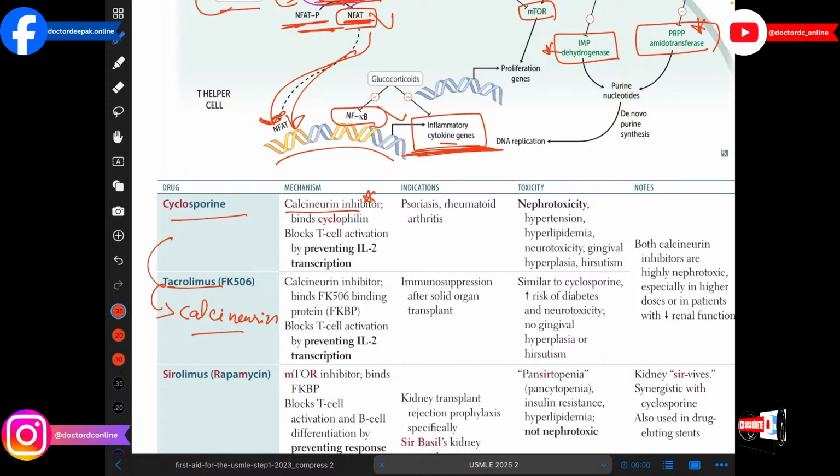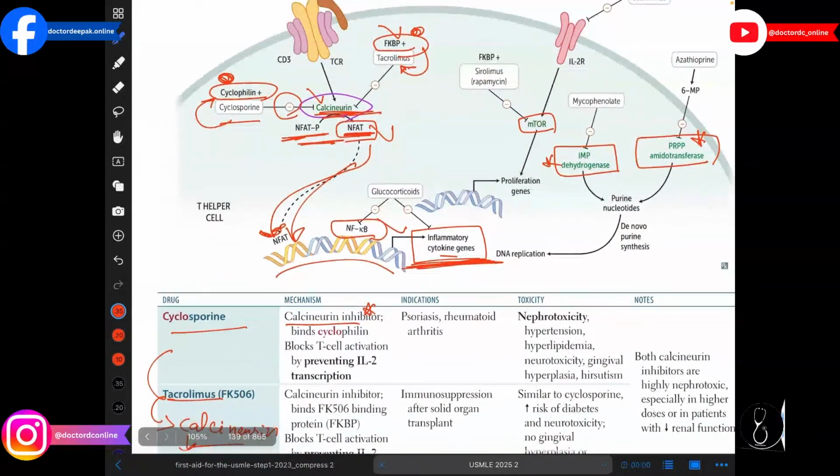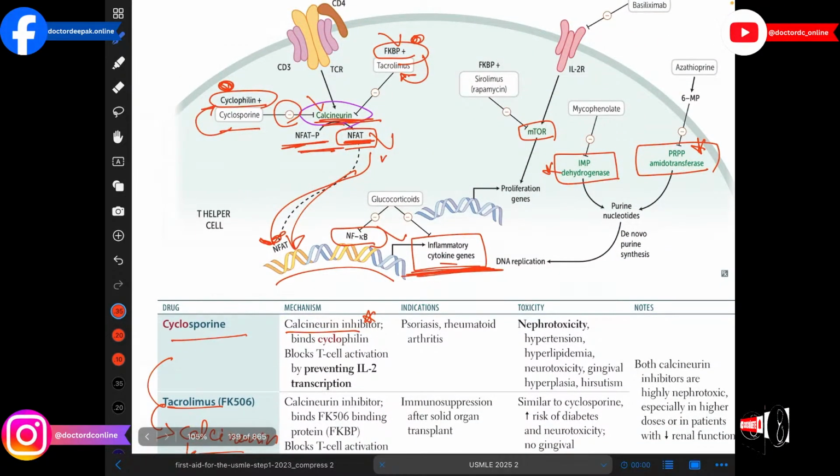And this calcineurin activates NFAT, by dephosphorylation as mentioned in the diagram. NFAT stands for nuclear factor of activated T cells. And this is important as the transcription factor for the many cytokines that are involved in inflammation.